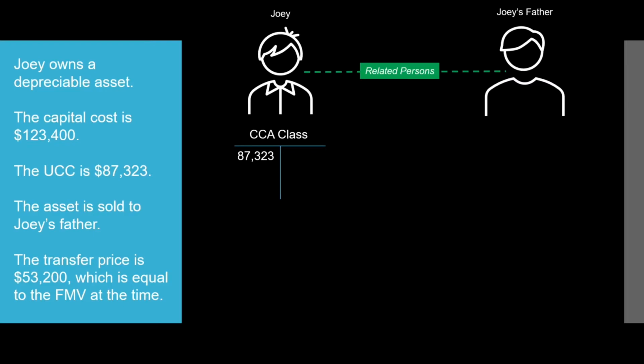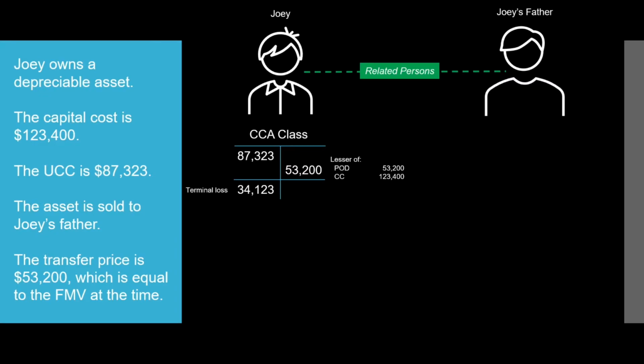There was a disposition. And when there's a disposition, we need to take from the CCA class the lesser of the proceeds of disposition, in this case the selling price of $53,200, and we compare that to the capital cost of $123,400. Clearly, the smaller of those two numbers is $53,200. This leaves us with $34,123 in the class, but there are no assets left in the class. We call this a terminal loss, and that will be a deduction for tax purposes for Joey.